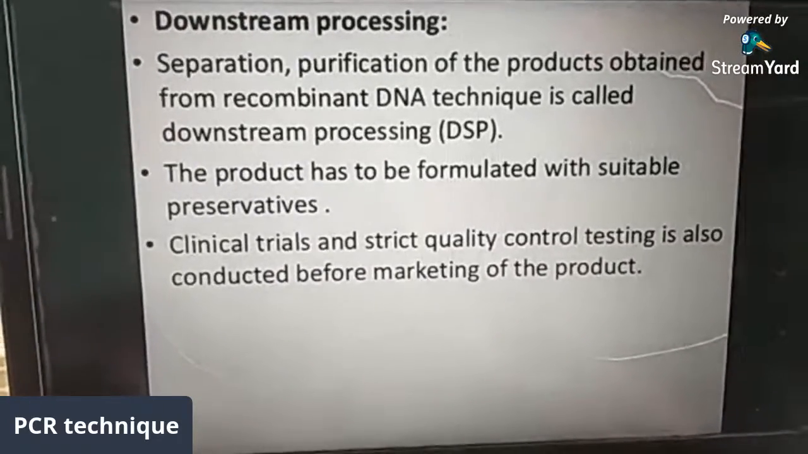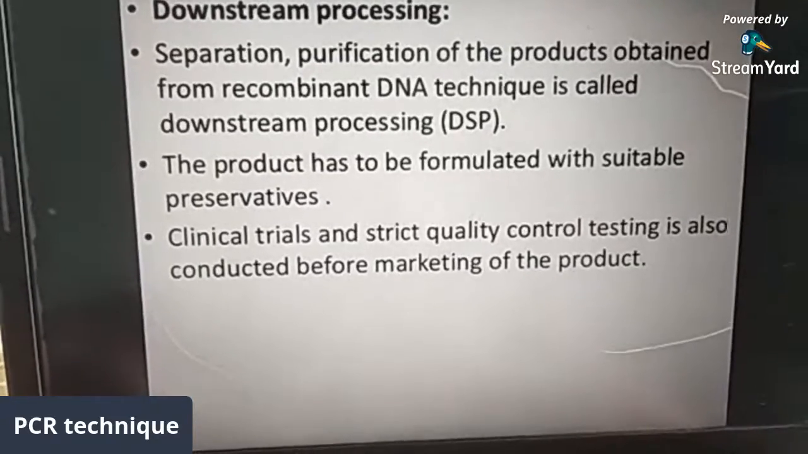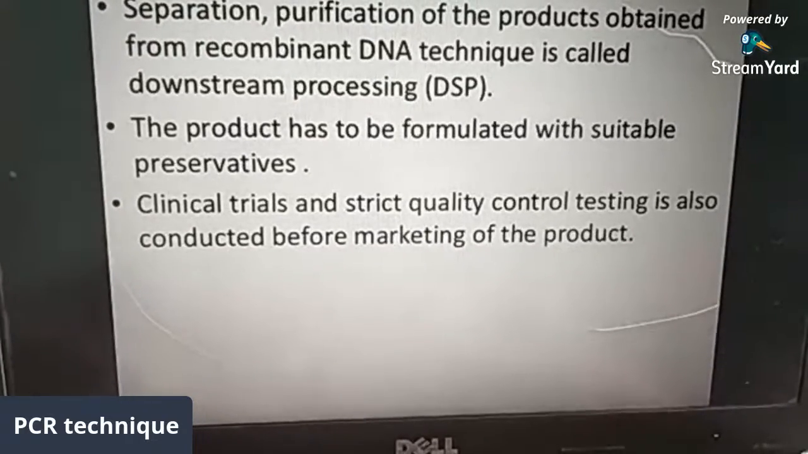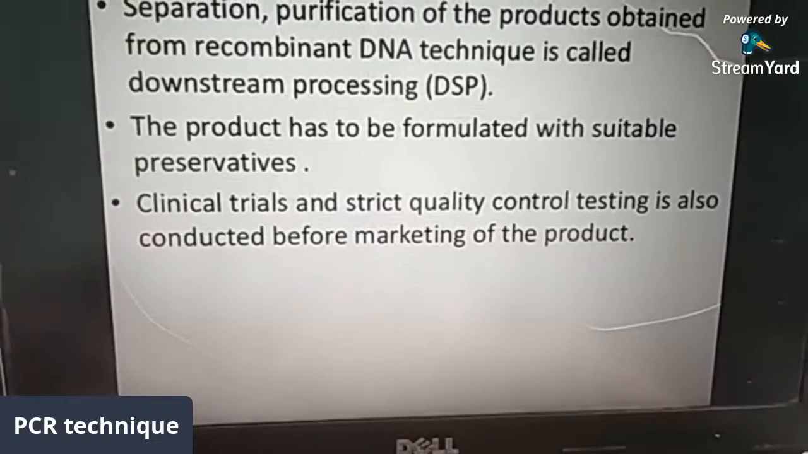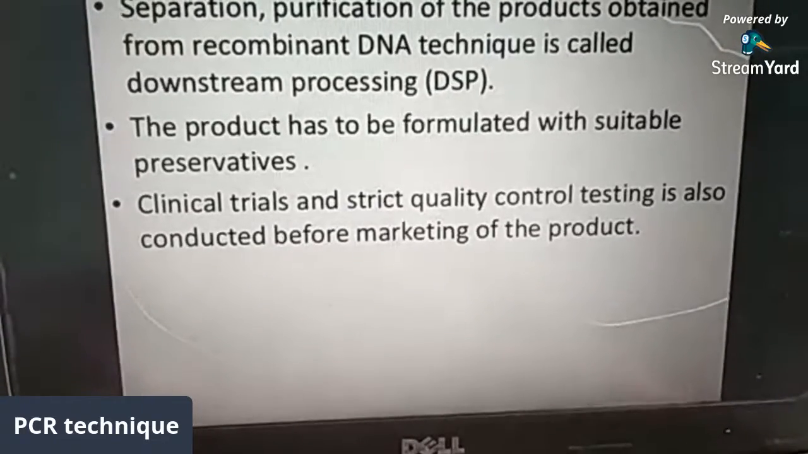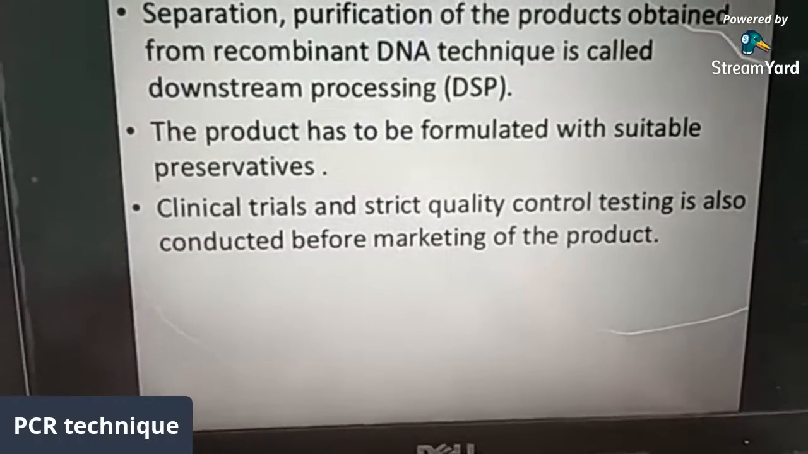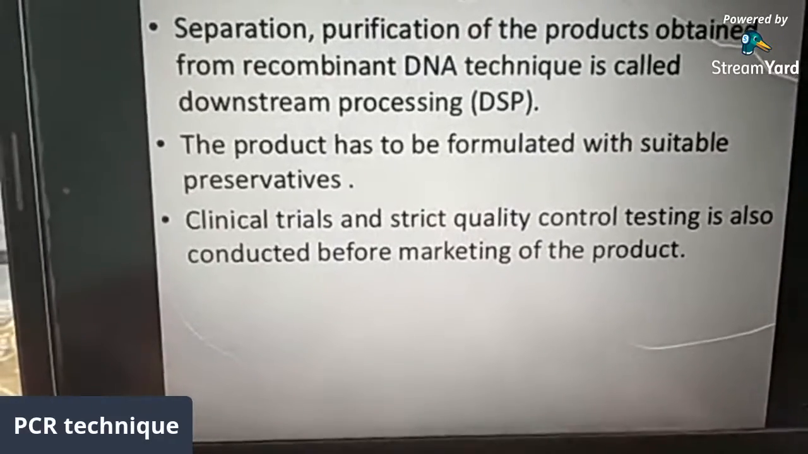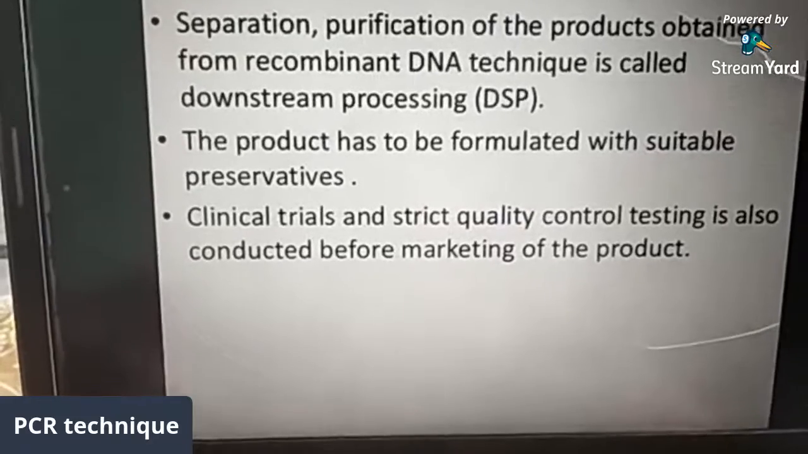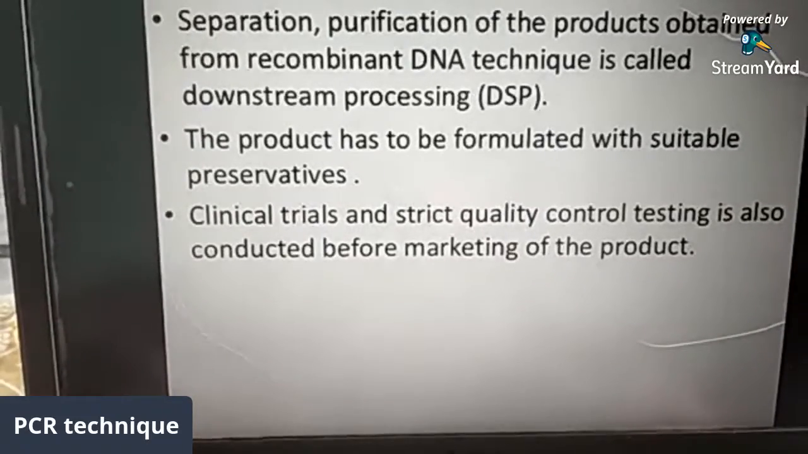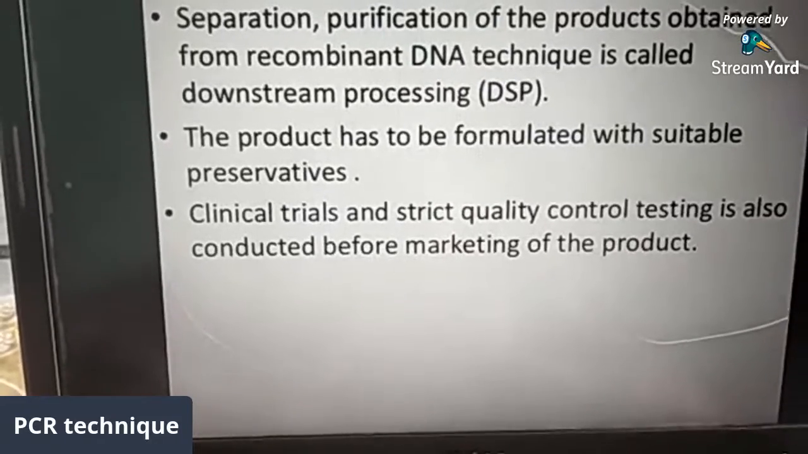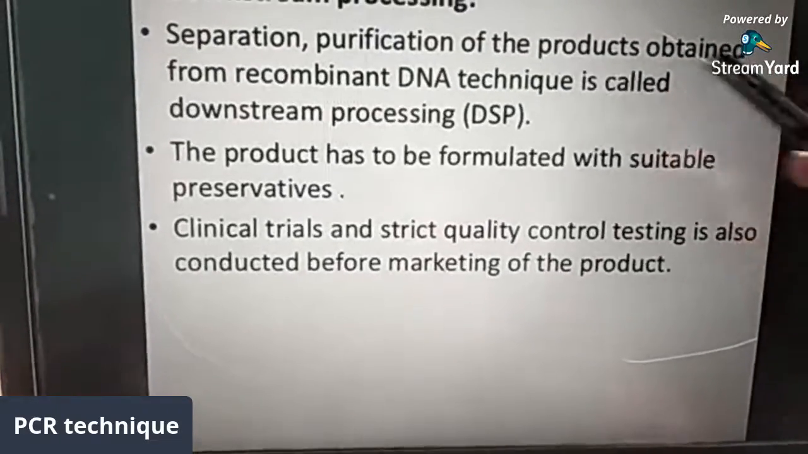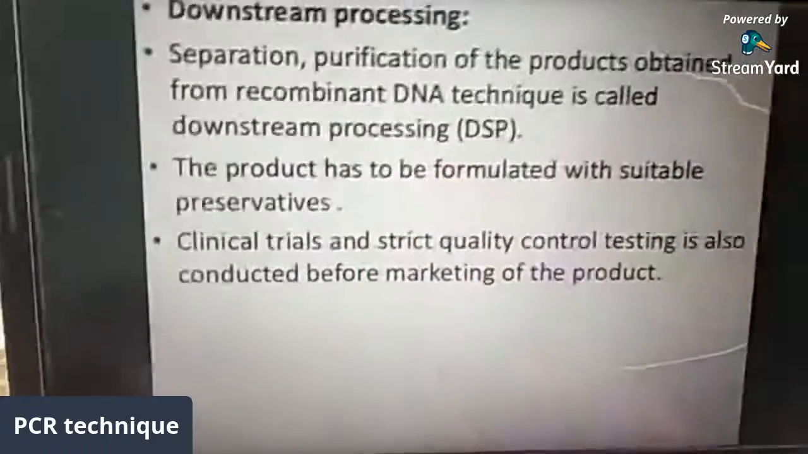The separation and purification of the products obtained from the recombinant DNA technique is called the downstream process. Okay. The product has to be formulated with suitable preservatives, and clinical trials and strict quality control testing are also conducted before marketing of the product. Okay, so what is our basic need from the RDT technique? To get a desirable product. Okay, to get a desirable product, this is the basic need. So through the downstream process we will get our desirable products. Okay, and by which process? The separation and purification of the products obtained from the recombinant DNA technique is called the downstream process.